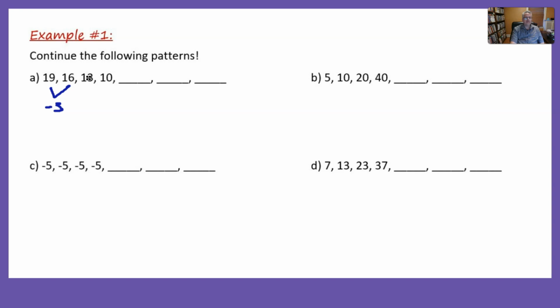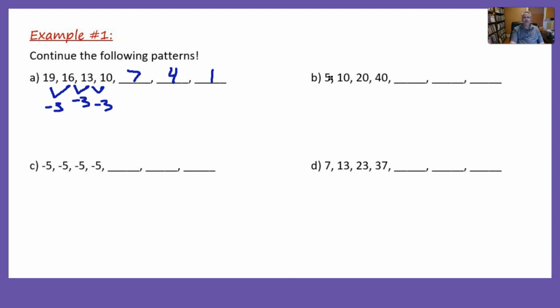I'm going to check the difference between 13 and 16. 13 minus 16 is negative 3. I see it went down by 3 again, and it's doing it here. That's a clue to this pattern. This sequence is going down by 3 each time. So 10 minus 3 would be 7. 7 minus 3 would be 4, and 4 minus 3 would be 1, and we finished that one.